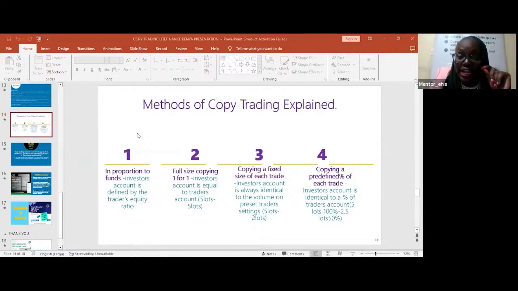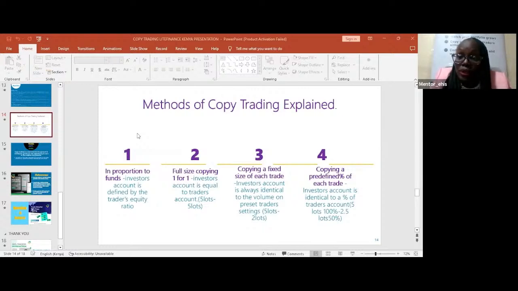Number 2, you would find there is full size copying, 1-for-1. This is when your account equals the account of the master you're copying. Number 3 is copying a fixed size of each trade. You would find as an investor, this investor's account is always identical to the volume on the preset trader settings. You would find probably the master is using 5 lots. You would consider to use 2 lots. That is the number 3 you can set your account to.